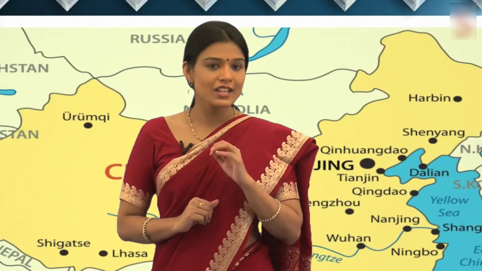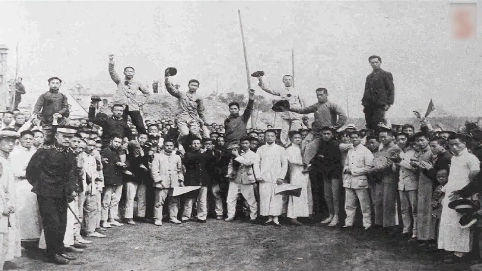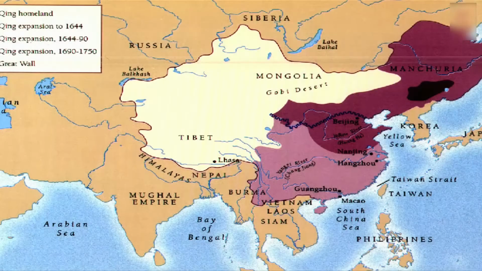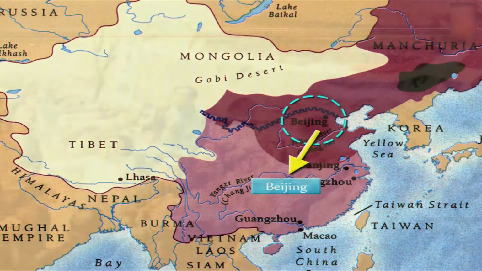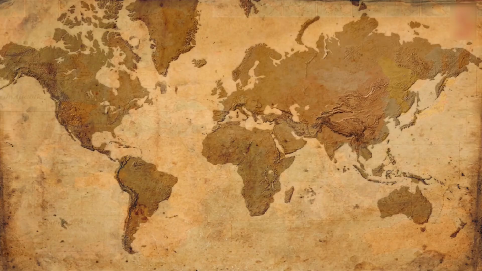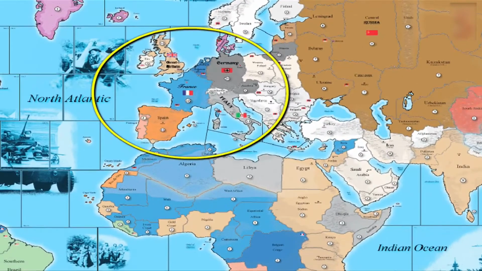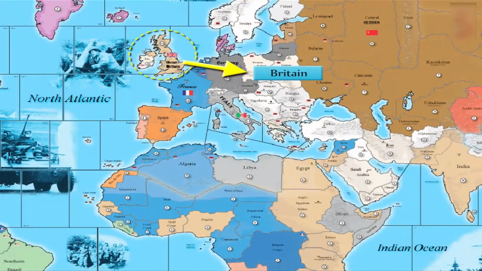The political and social situation remained unstable in the country. On the 4th of May 1919, a demonstration was undertaken in the city of Beijing as a protest against the decisions of the post-First World War Peace Conference. Although China was on the side of the victorious allies of World War I like Britain, it did not get back its territories that were seized.